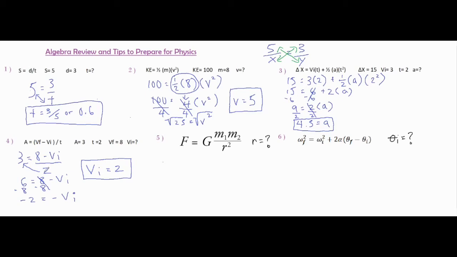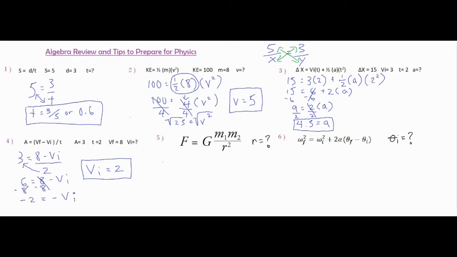If you want to cross something over, you don't necessarily have to cross the 2 up and the 3 down. I only cross the 2 up and over because I want to move everything away from my vi. So my final answer says vi equals some number. So it's not beneficial for me to scoot the 3 down over here. So I cross the 2 up and over, which is basically the same exact thing as multiplying both sides by 2. And then 2 times 3 equals 6 equals 8 minus vi.